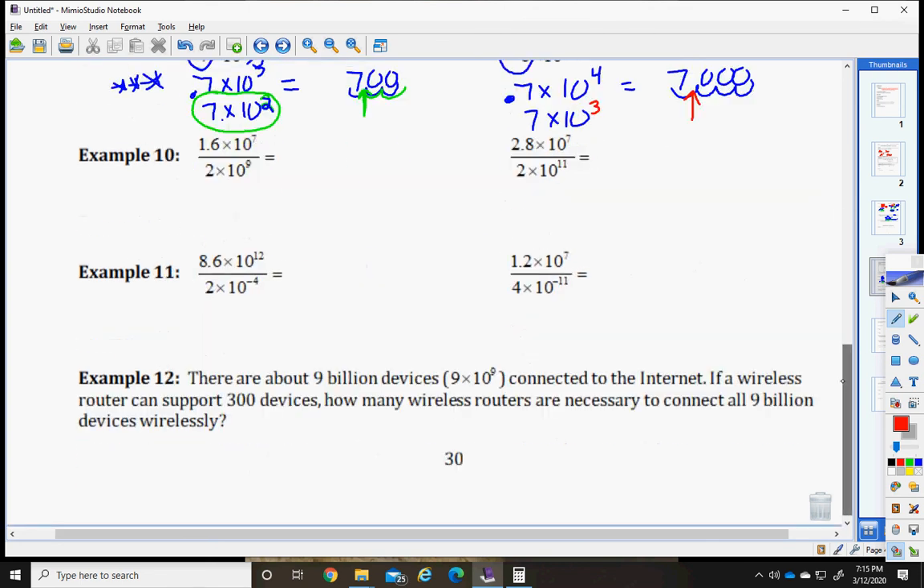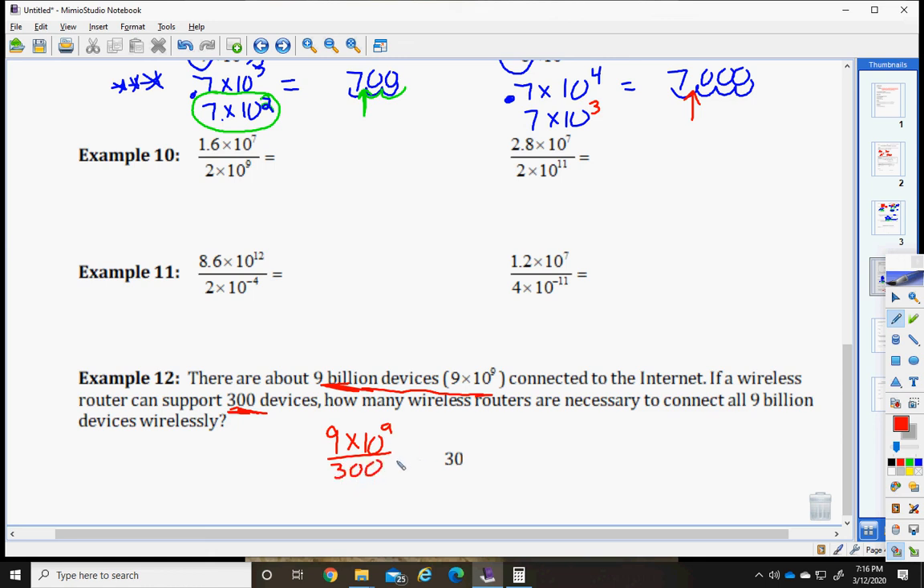There are word problems that also go along with this. There are about 9 billion devices, which can be written as 9 times 10 to the 9th power, connected to the internet. If a wireless router can support 300 devices, how many wireless routers are necessary to connect all 9 billion devices wirelessly? So, one router can support 300 devices. So how many routers do I need for this many devices? It's a division problem. 9 times 10 to the 9th divided by 300.